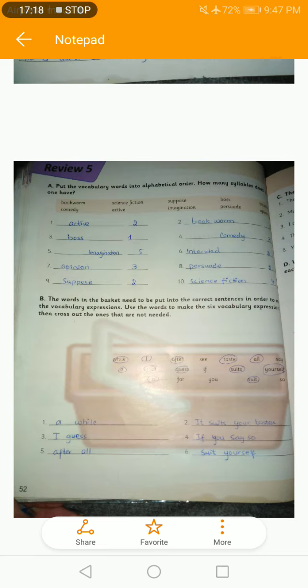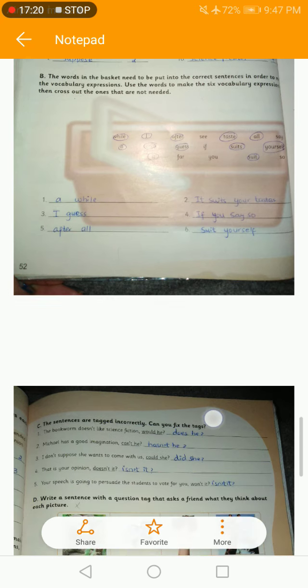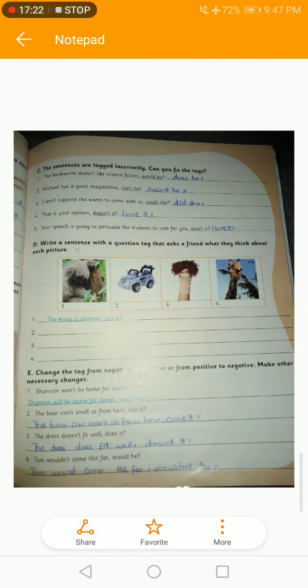Now come to page 53. Here we have exercise C, D, and E. Exercise D is not included in your syllabus, so you have to cross out exercise D. Then exercise C: the sentences are tagged incorrectly. You can fix the tags. Here we have question tags which are tagged incorrectly. You have to fix the tags.